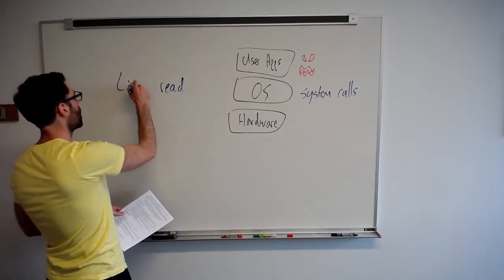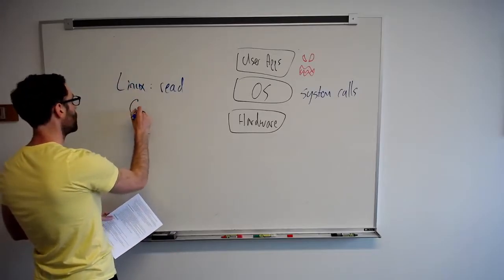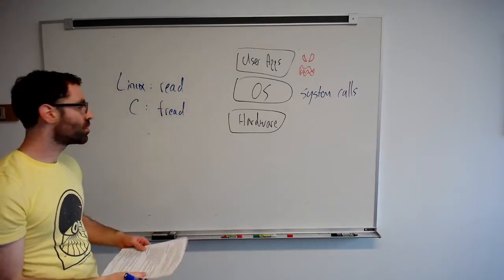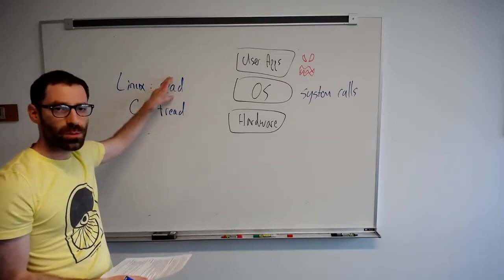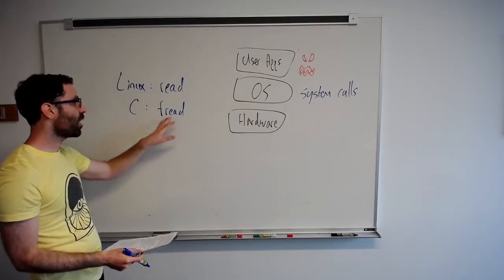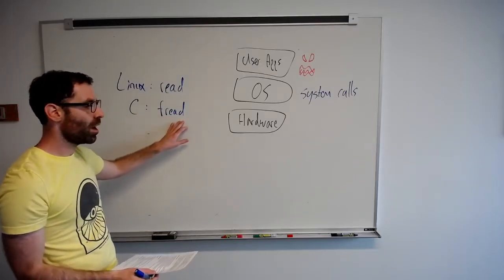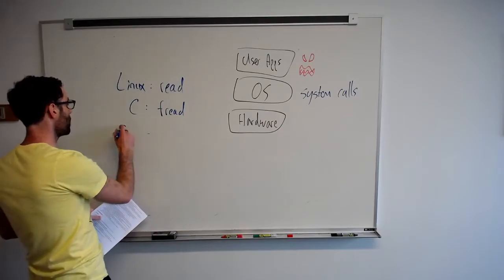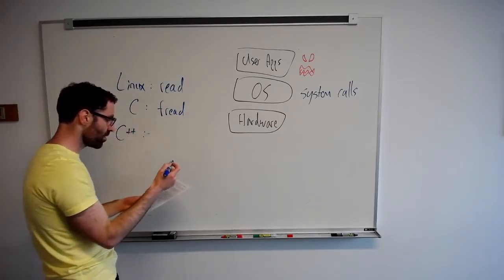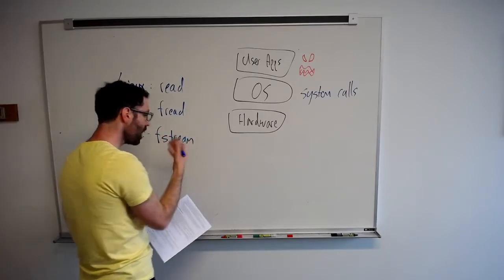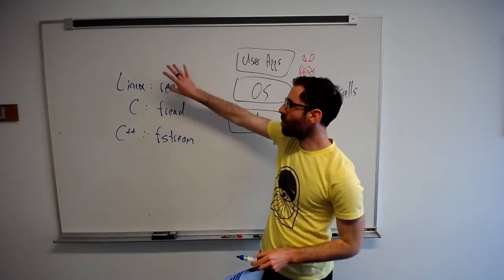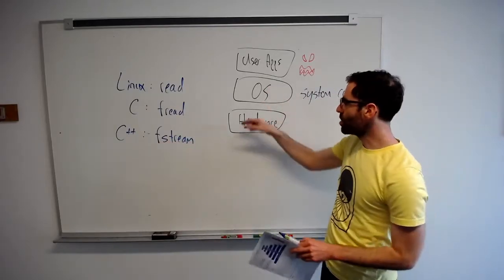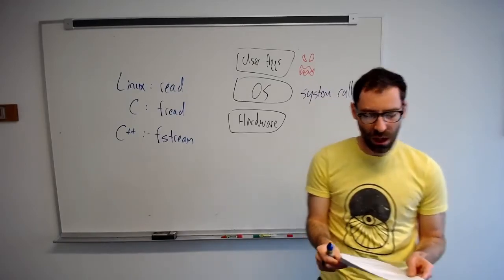And so this is what Linux provides. And then the C standard library provides a function called fread, which is often implemented in terms of read on Linux. So fread is what a C program would call, and then the library function would call the system call. And then C++, being object-oriented, provides an fstream class. But again, this is all built on top of the functionality the operating system offers, because user applications are not allowed to just read and write files willy-nilly.